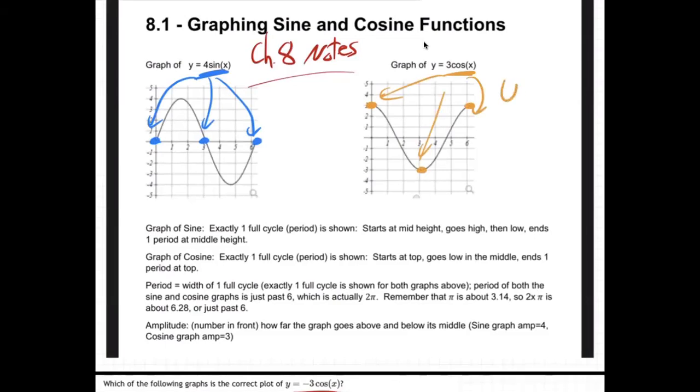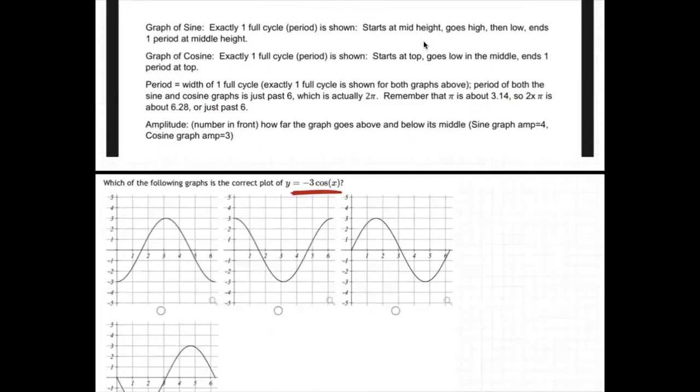It's not about middle. I mean, it does hit the middle here and here, but it doesn't start and end at the middle. Notice how sine starts and ends, and even in the middle, hits the middle height. It goes middle, middle, middle, whereas cosine is a big U. So you can read the rest of that. Now, what if it's negative? Well, it turns upside down.